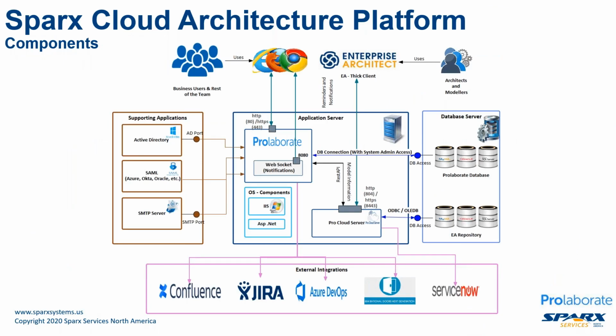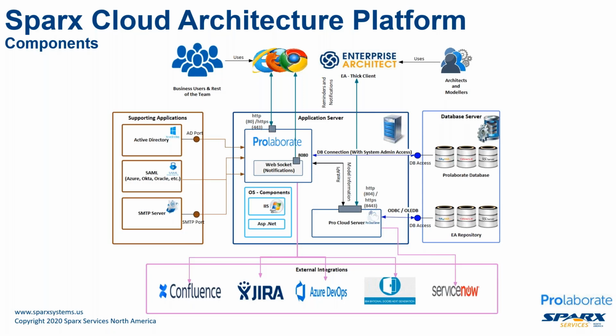Let's pop open the hood. Let's look at what's in here. So as we look at the components, what makes up the cloud architecture platform? There's a lot of stuff on this chart. Let me try and break it down for you a little bit. At the core of it, you have the application server, which hosts the Prolaborate web components. It's where ProCloud Server runs. This is the main integration point. That application server then connects to your database repositories, your EA repositories and databases, your Prolaborate databases. All that is hosted in the cloud.